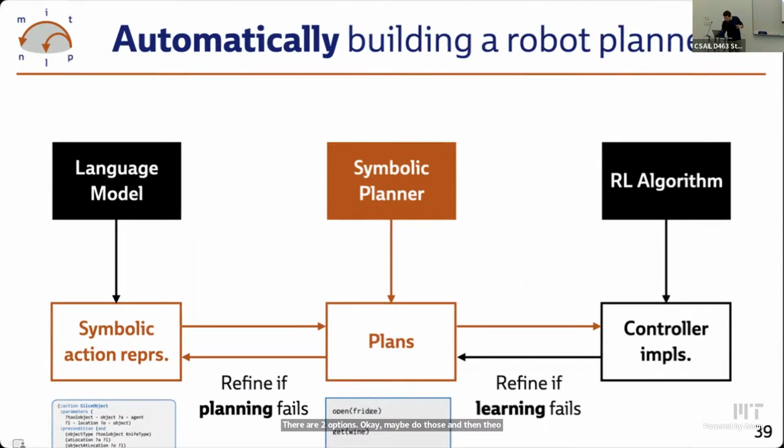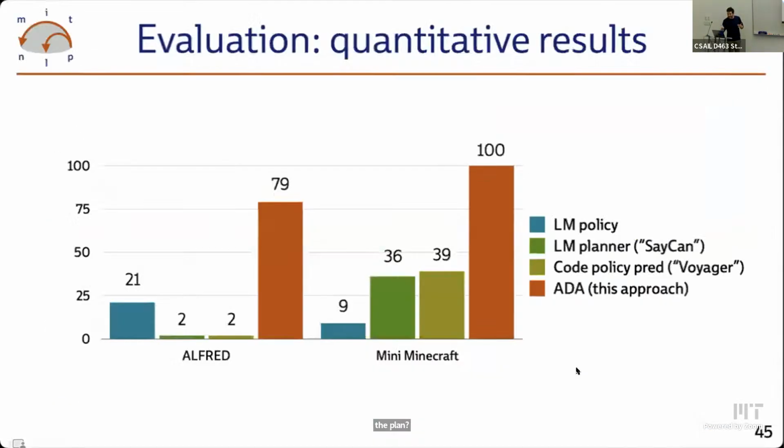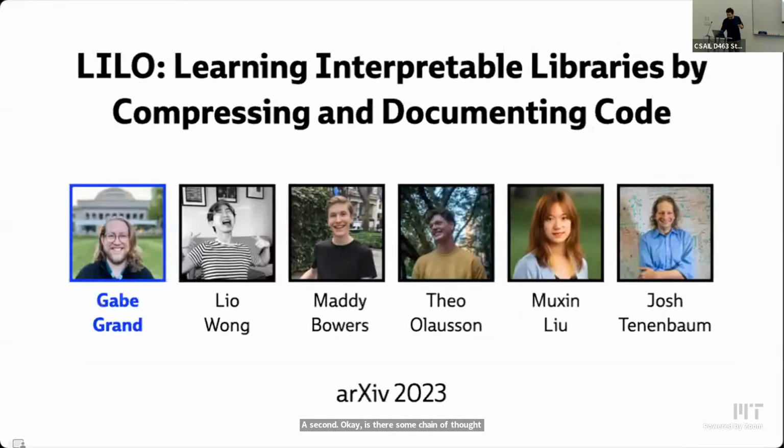Henry says, could this approach do better with chain of thought prompting if we ask it to take smaller steps in the plan? For LILO, is there some chain of thought somewhere in the loop? Gabe can answer this better than me.